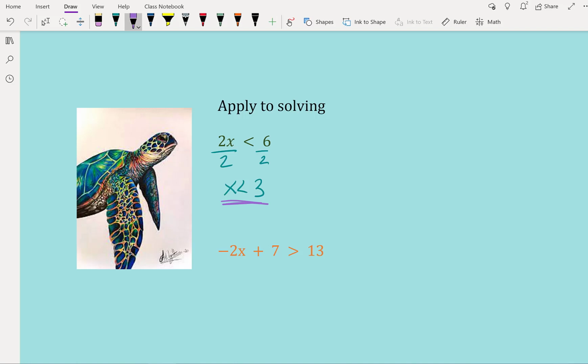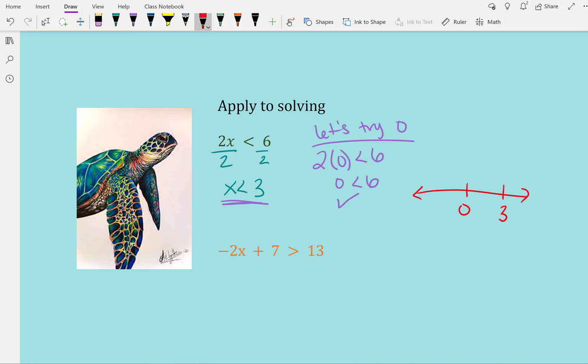So let's pick 0. 0 is always my favorite number to use when possible. It just makes everything easy. So I'm going to say 2 times 0 is less than 6. Well, anything times 0 is 0. Is 0 smaller than 6? Yes, it is. So I know that my answer is actually correct.